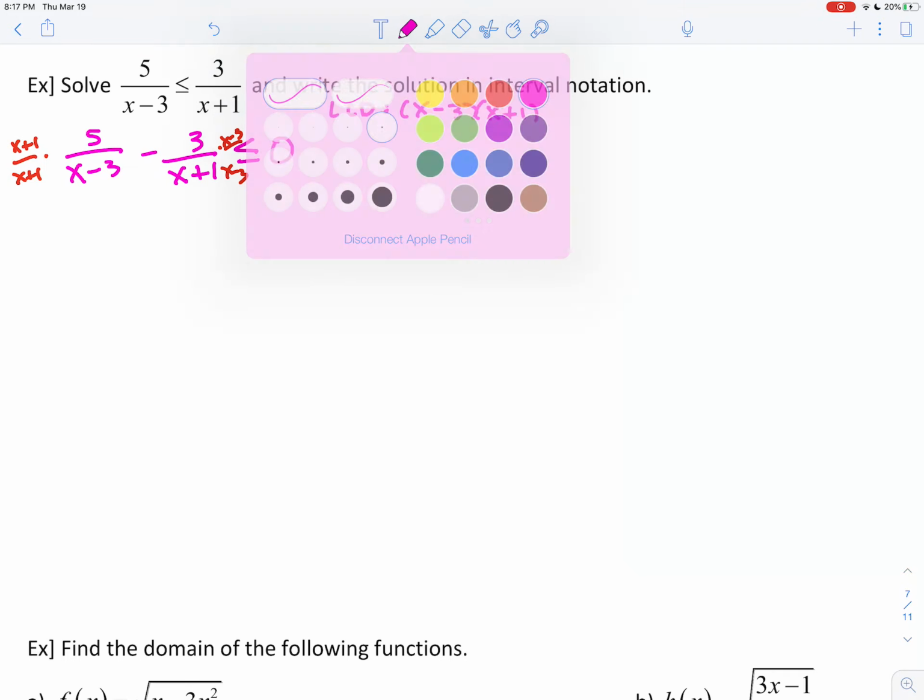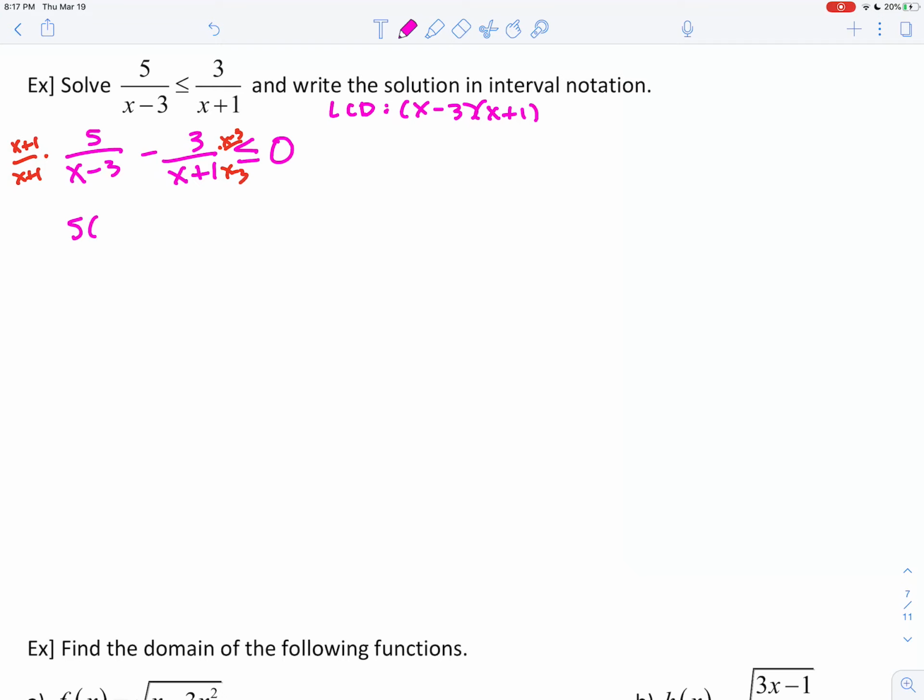Okay, so let me go ahead and write this in the next line. So I have 5 times x plus 1 minus 3 times x minus 3 over our common denominator, x minus 3 times x plus 1, and that is all less than or equal to 0. Of course, I want to simplify the numerator, so I'll distribute the 5 and distribute the minus 3, and then we'll see if we have any like terms we can combine together.